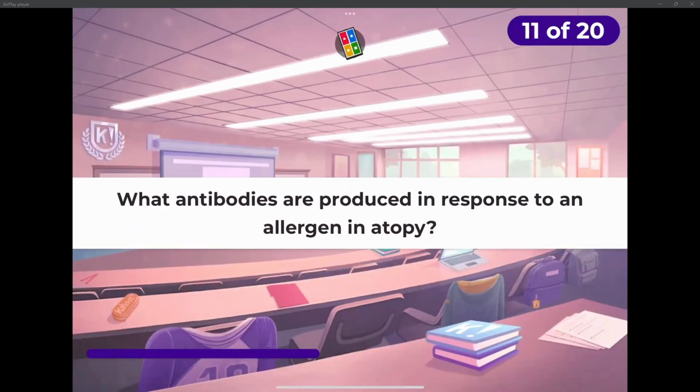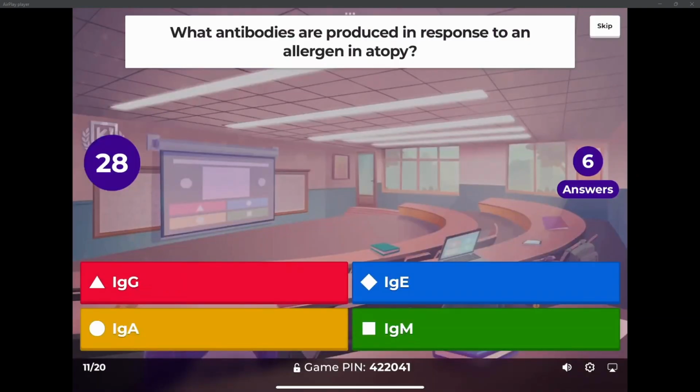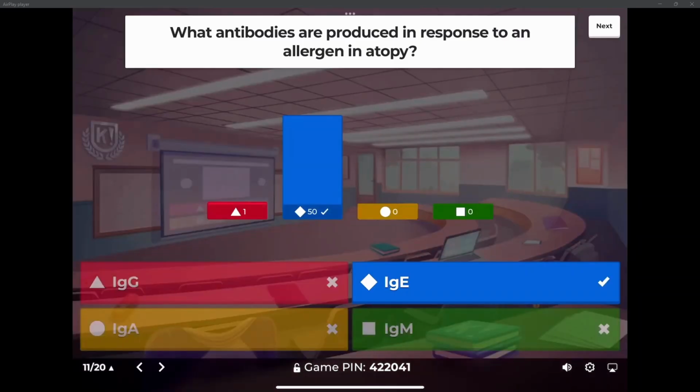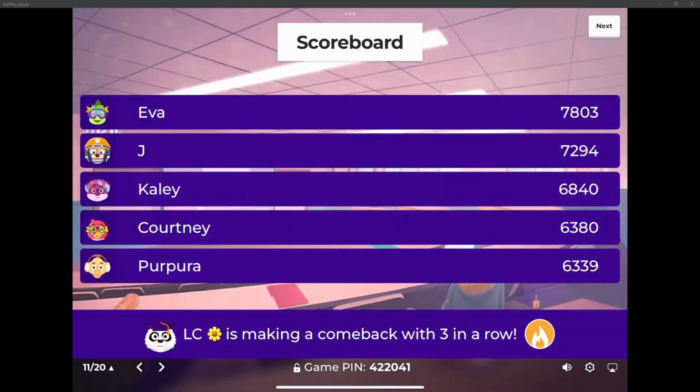Okay, what antibodies are produced in response to an allergen in atopy? So remember what atopy is referring to, work backwards, and what antibody is going to be produced. So what is atopy? Allergies. So what kind of reaction is it going to be? Hypersensitivity, type 1, and IgE. IgE goes with your allergies.